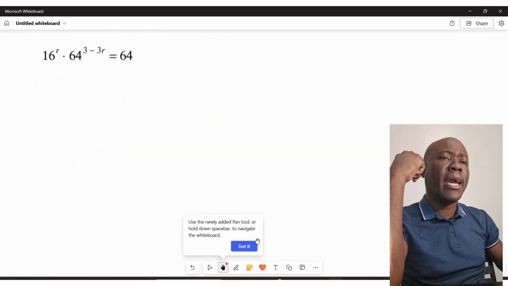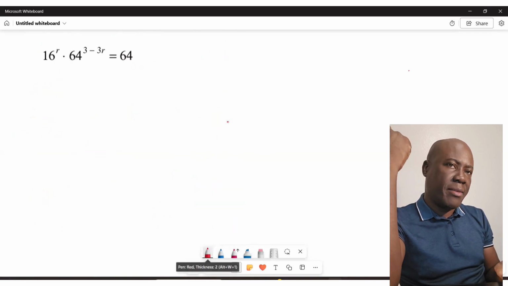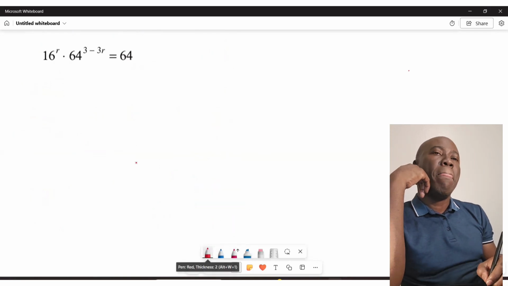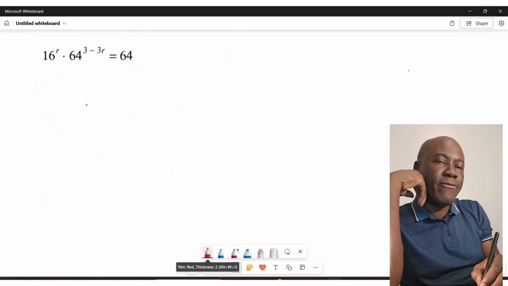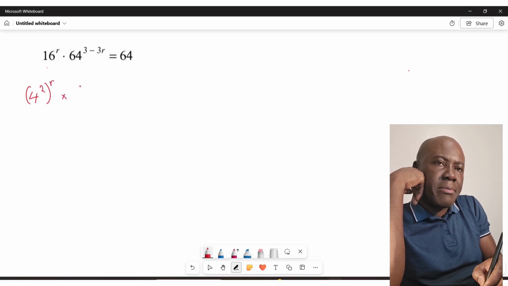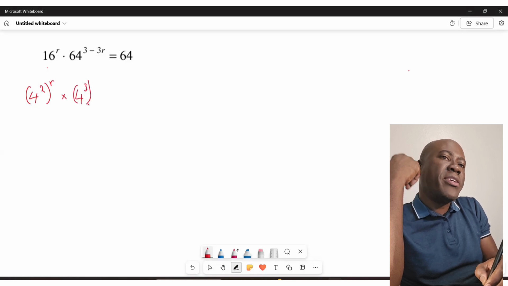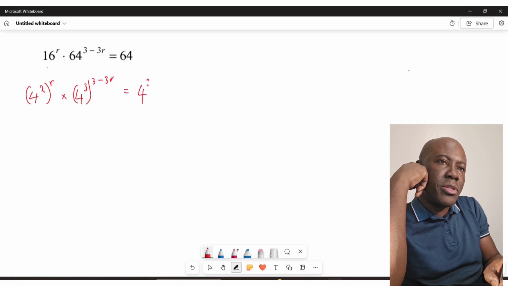So with this problem, what we're looking at is 16 raised to the r times 64 raised to the 3 minus 3r equal to 64. We're going to try to represent this using a base of 4 so that we could get this out. So 16 can be represented as 4 to the second power, and that will be raised to r, and then we're going to multiply this by 4 raised to the third. So 4 raised to the third is 64, and then on the outside we have 3 minus 3r, and then this is equal to 4 raised to the third.